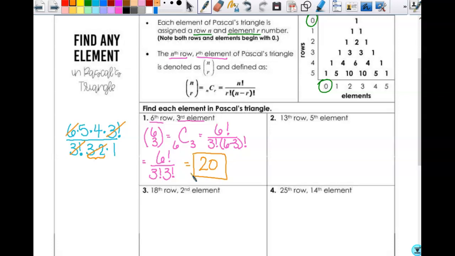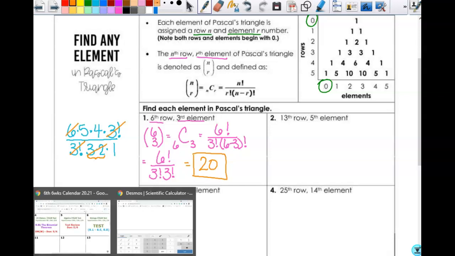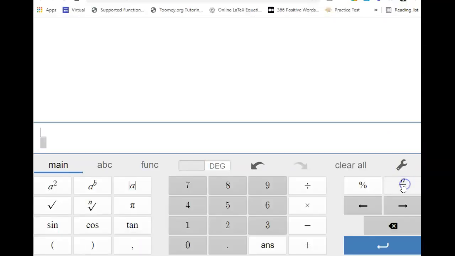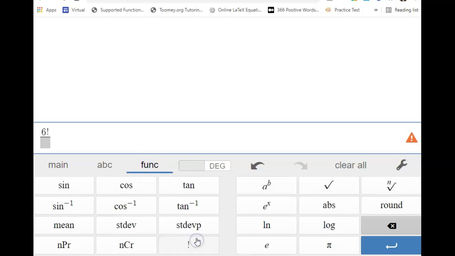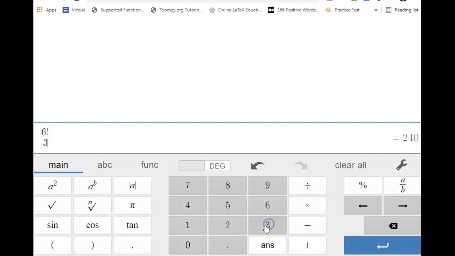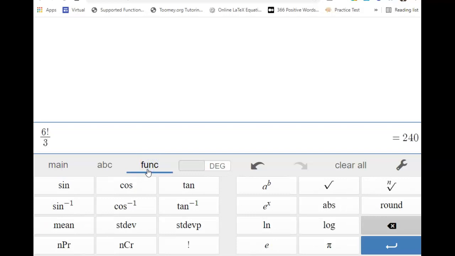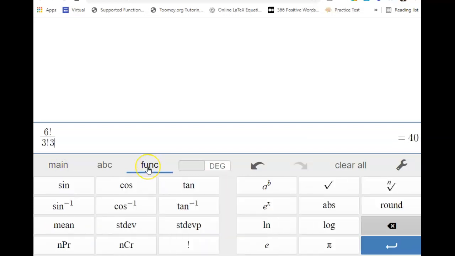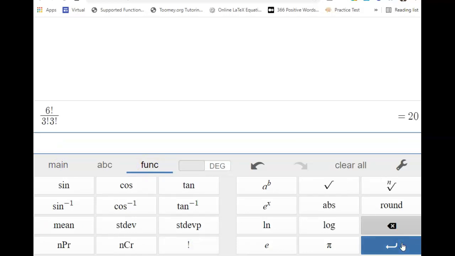Let's go to the calculator and look at one way to do that. So here's my calculator. I want a fraction, and the numerator was 6 factorial. So 6, I'm going to hit function. Here's factorial. I don't have a keyboard up here, so you could probably use the exclamation point on the keyboard. Then 3 function factorial. Then 3 function factorial. And oh look, my answer is 20, just like we got by hand.